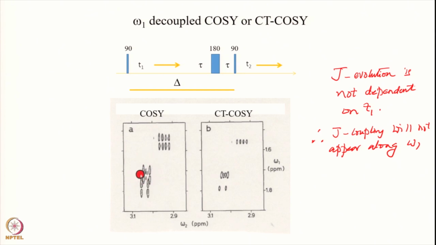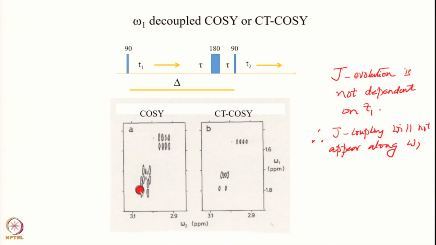How do you know this? Well, now we do a decoupling experiment, in which you remove the J coupling along the F1 dimension, along the omega 1 dimension. Here you are seeing 2 sets of peaks because of the coupling along the omega 1 dimension. If you remove this, what happens? You get only one set of peaks, which appears at the middle. Therefore, you have no coupling information along this axis, but the full coupling information is retained along the omega 2 axis.